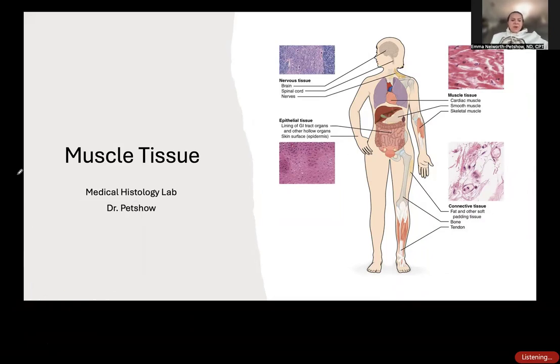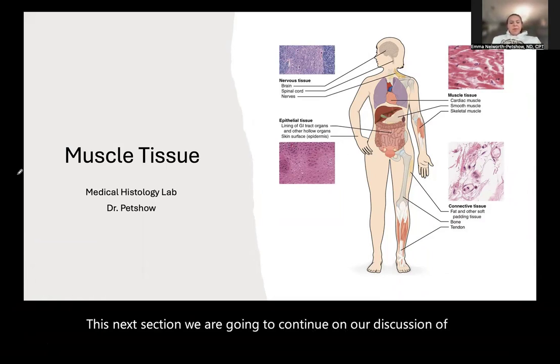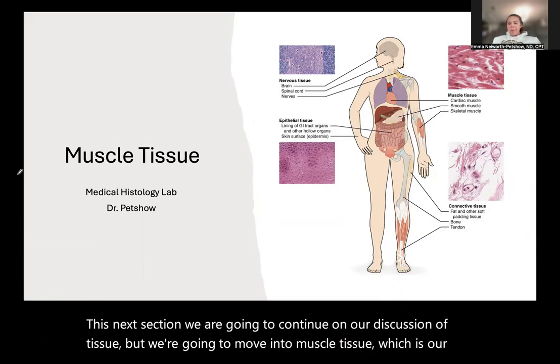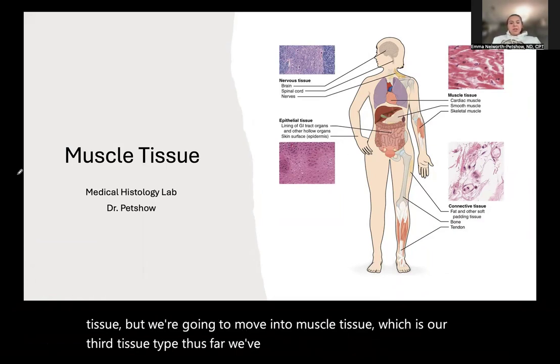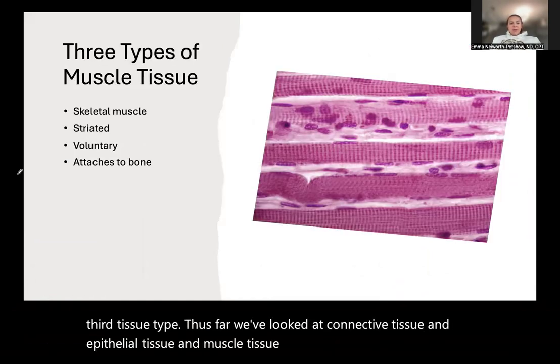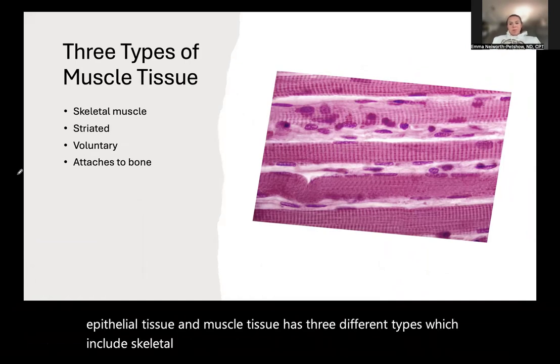This next section, we are going to continue on our discussion of tissue, but we're going to move into muscle tissue, which is our third tissue type. Thus far, we've looked at connective tissue and epithelial tissue, and muscle tissue has three different types, which include skeletal muscle, smooth muscle, and cardiac muscle.